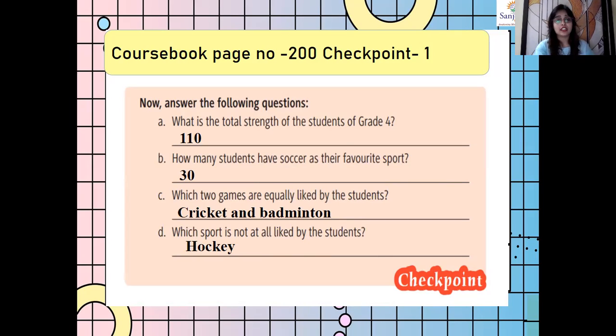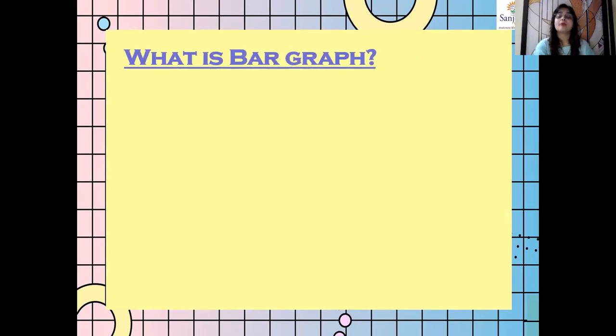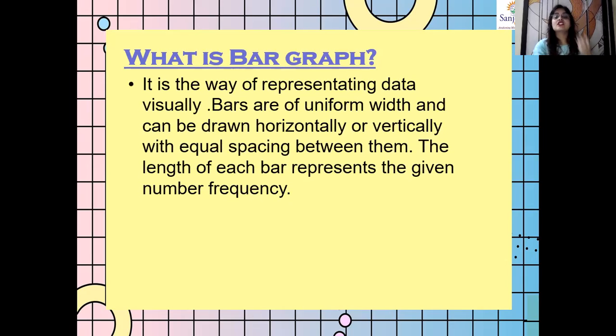Now I will be explaining all about what is a bar graph. Now let us see what is a bar graph. It is a way of representing data visually. Okay, bars are of uniform width. The width of the bars is the same and they can be drawn either horizontally, that is in a sleeping line, or vertically, that is a standing line, with equal spacing between them.